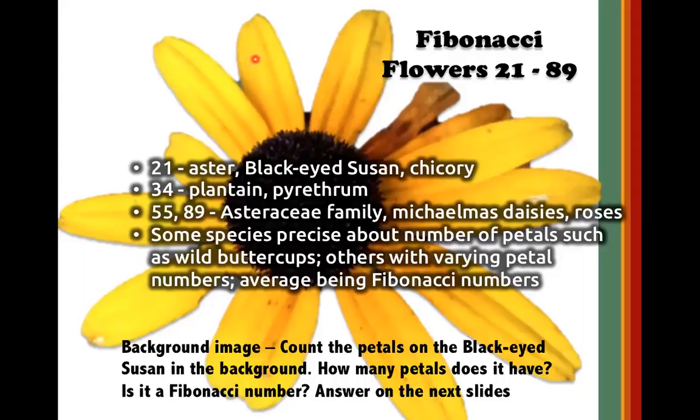Okay, so we can count the petals on this black-eyed Susan. I know part of the petals are wilted, but how many petals does it have? So starting here, 1.